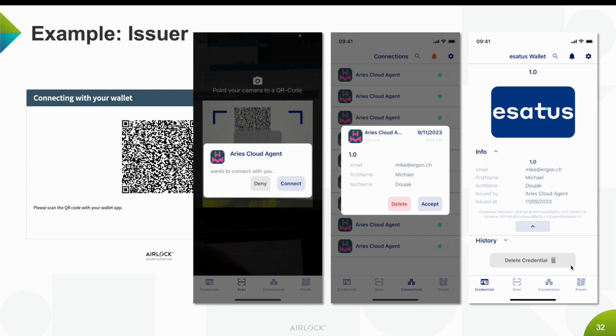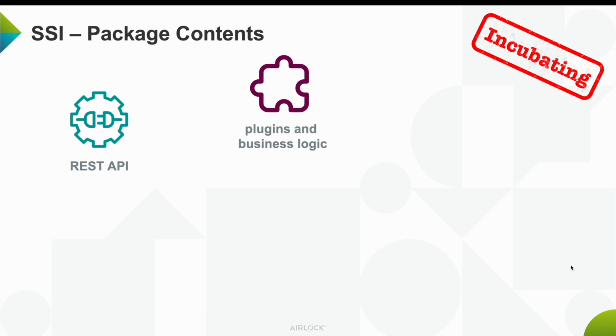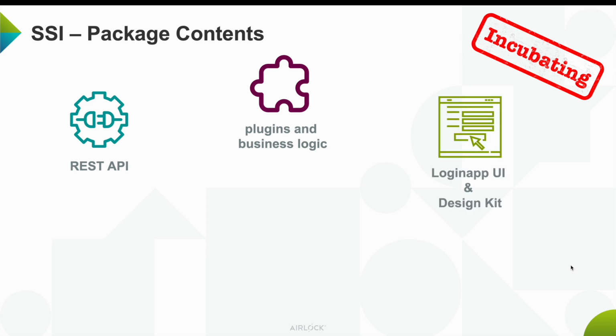Now, I've said that we've included this in Airlock IAM 8.1, and the SSI package contents is quite extensive. We have plugins and business logic, of course. They expose a REST API, so if you want to use it with your own mobile clients, you can do that. We have, of course, as always, a UI in the login app, and in the design kit, you can also style it. We have documentation. It's rather limited, and if you're running into problems with it, it's an incubating feature, so feel free to get in contact with us. We'll try to help you.